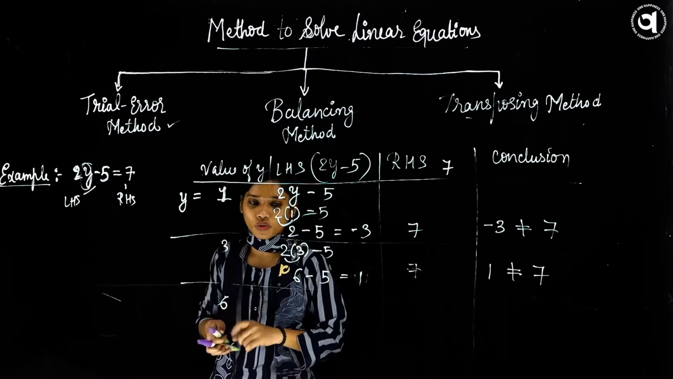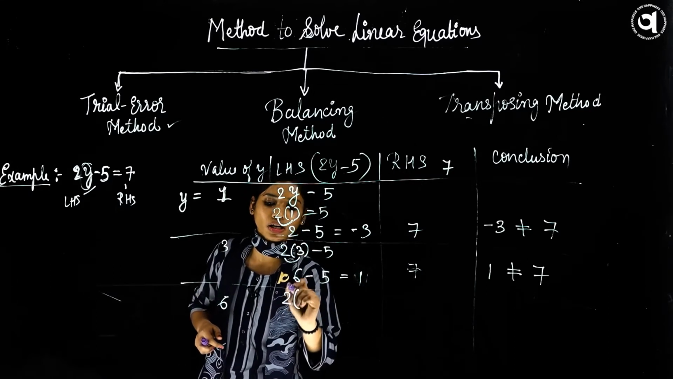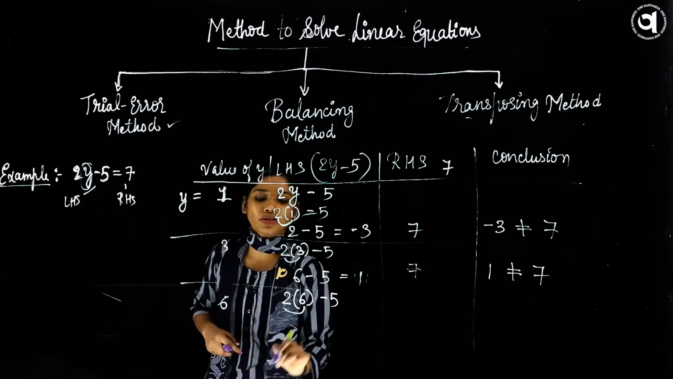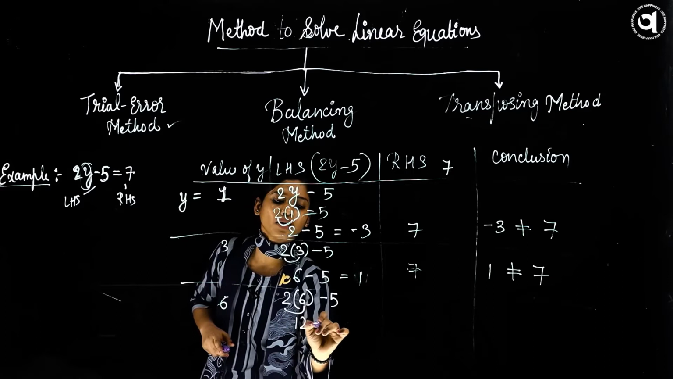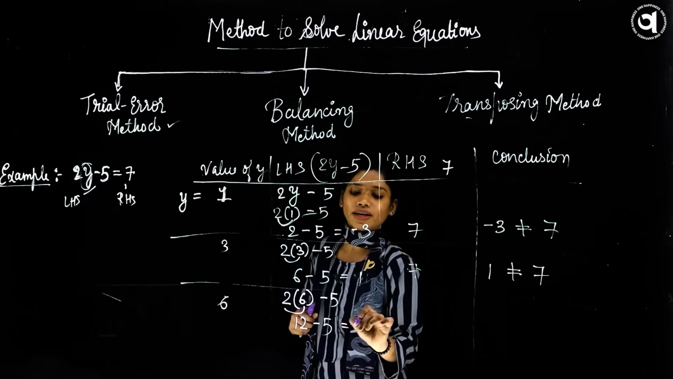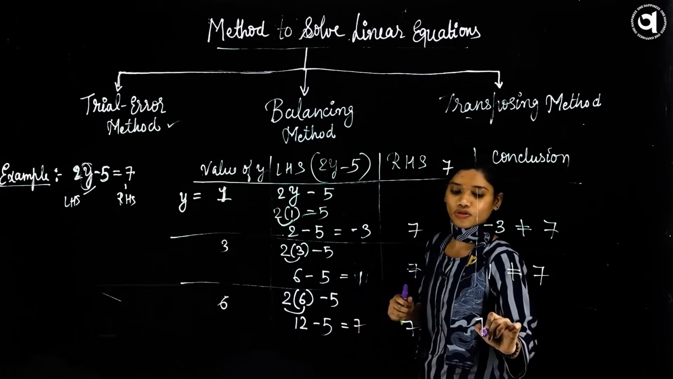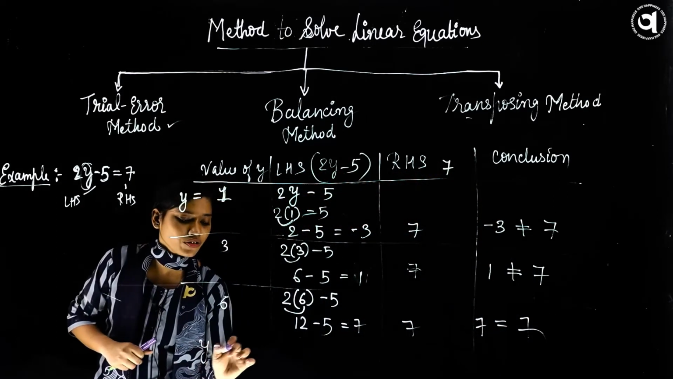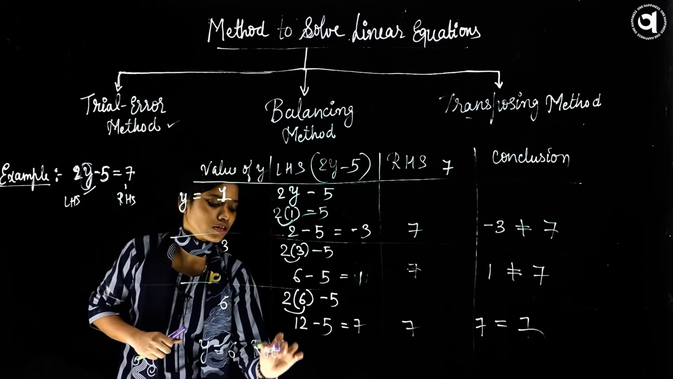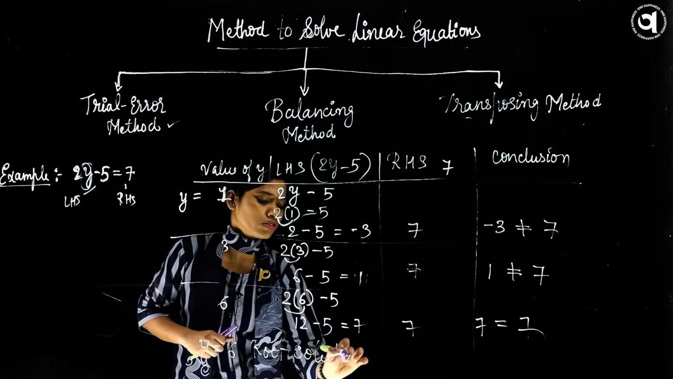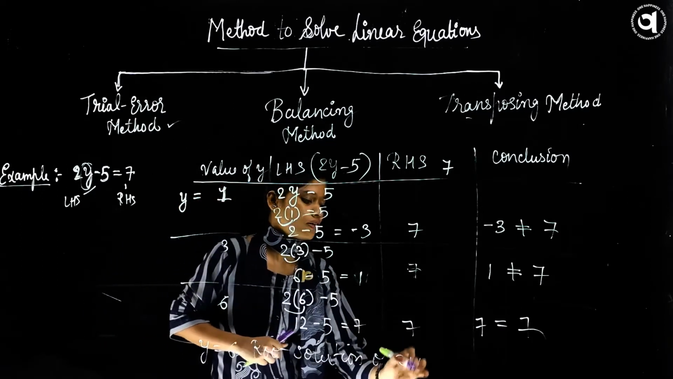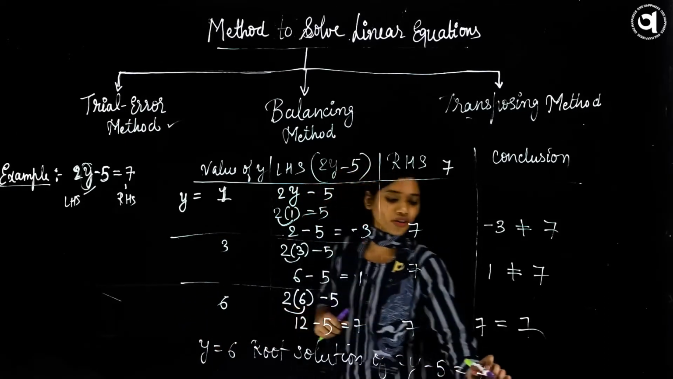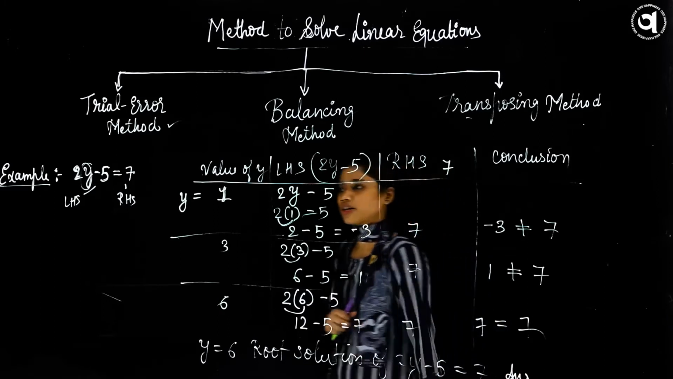So now in place of y, I am taking 6. That is 6 multiplied by 2, you will get 12 minus 5. So what will you get as your answer? 7. Yes, so we can say that the value of y, 6, is the root solution of the equation 2y minus 5 is equal to 7. So this is where you can solve with the help of the trial and error method.